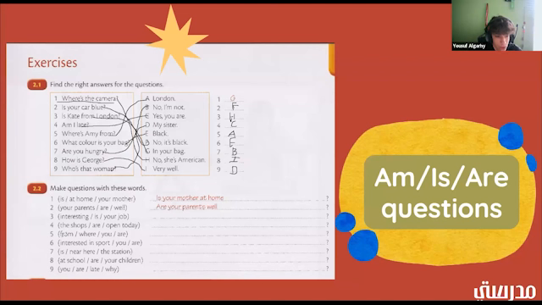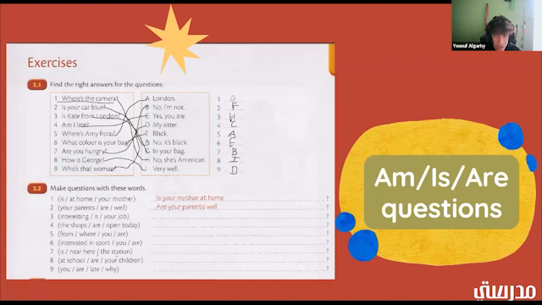All right. Number 5, "from where you are." That one would be: Where are you from? Good. Number 6, "interested in sports you are." So how would we change that? Are you interested in sports? Good.